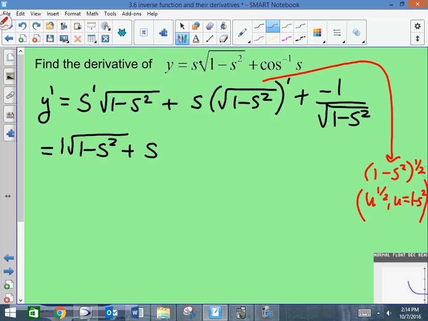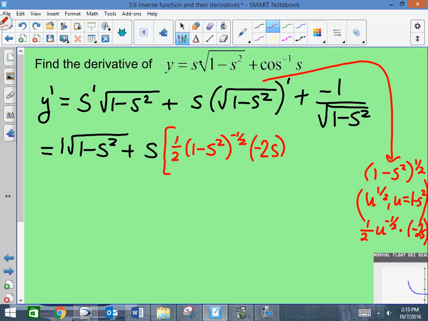Derivative of u to the 1/2 is 1/2 u to the negative 1/2. Derivative of 1 minus x squared is minus 2x. Okay, here we go. 1/2 times 1 minus s squared to the negative 1/2 times negative 2s, plus negative 1 over 1 minus s squared.